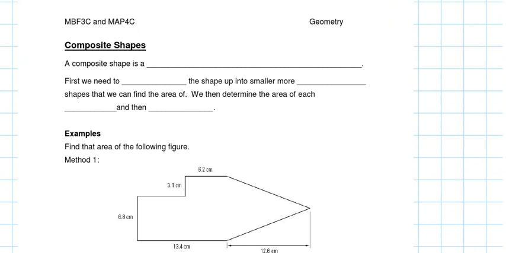So a composite shape is a complex figure that is made up of two or more simple figures.